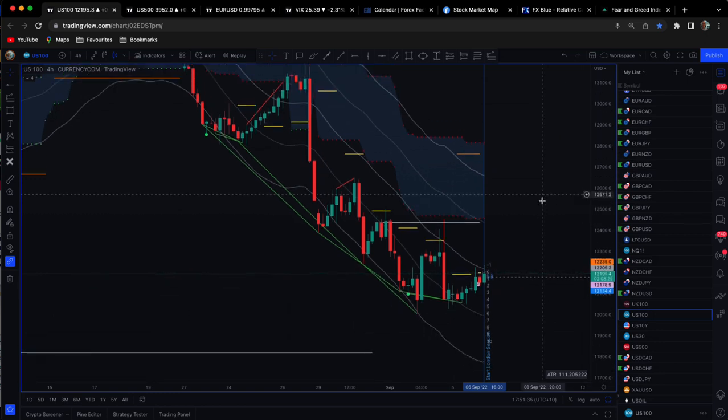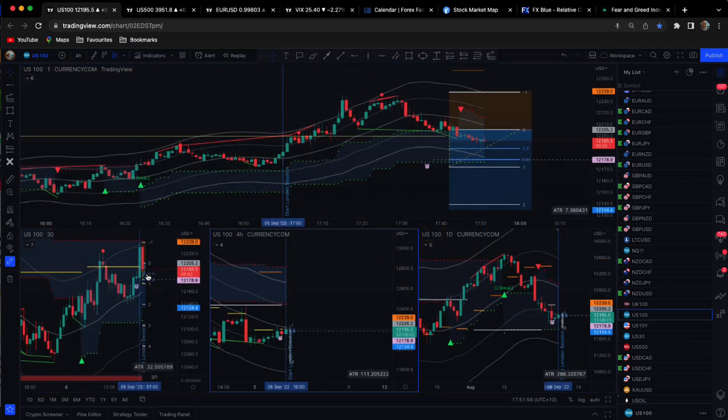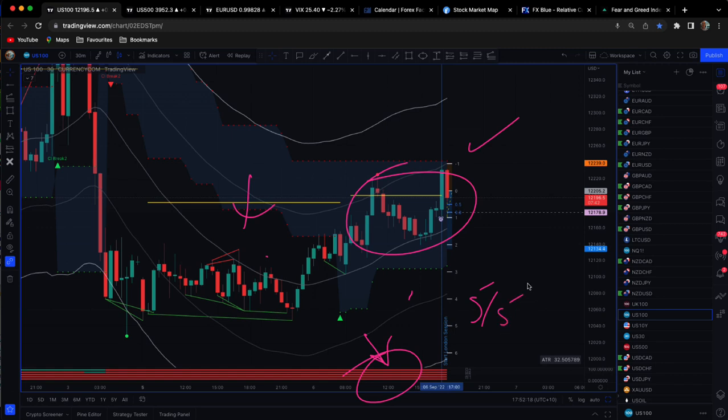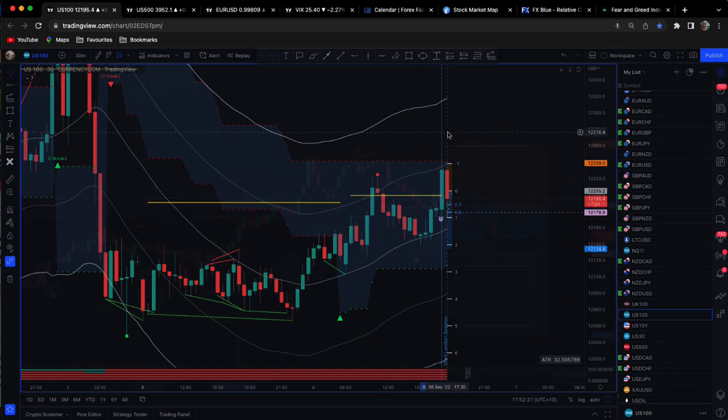Okay, so this is our checklist. Go through it. So the daily and the 4 hour stack up. Then we're going to go down to this time frame. This is a 30. Trading in the cloud is okay. Okay, so it's either under the cloud or trading in the cloud, no problem. And we've got our multi-time frame indicator giving us 5 out of 5 bearish, red across the board. So the 30-minute stacks up.